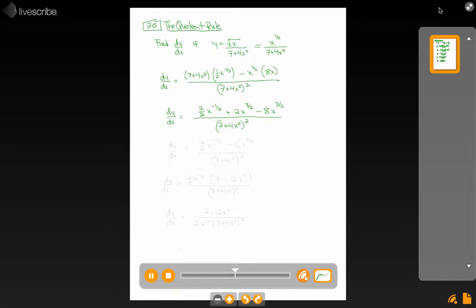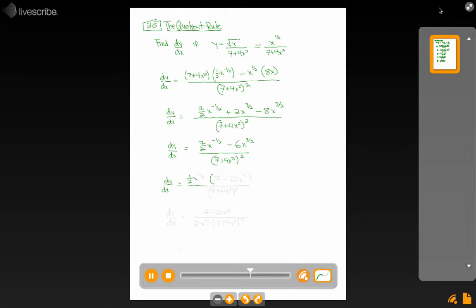I have some like terms on top. So if nothing else, I should be able to say I've got 7 over 2x to the negative 1/2 minus 6x to the 3 over 2. Those guys can go together, and I have over 7 plus 4x squared. Now that numerator I can make look a little bit nicer by factoring it, and I know how much you all enjoyed doing this in pre-calculus, so I'll practice it here with you as well.